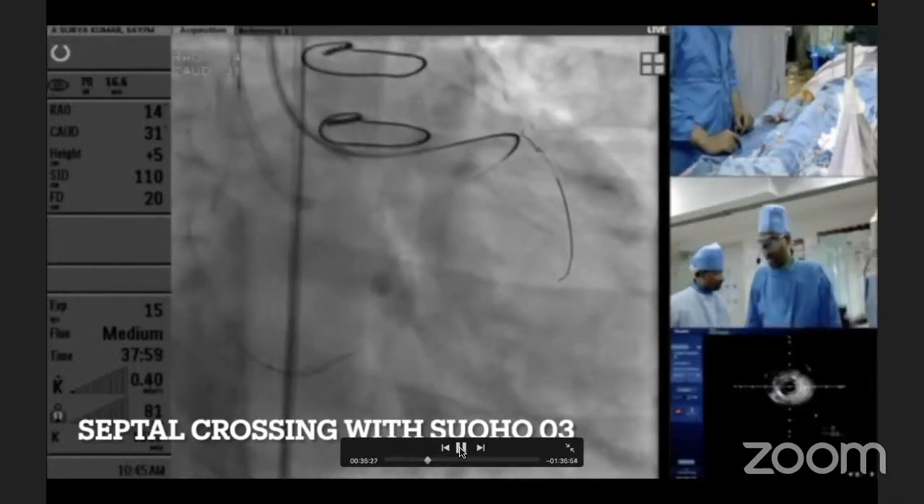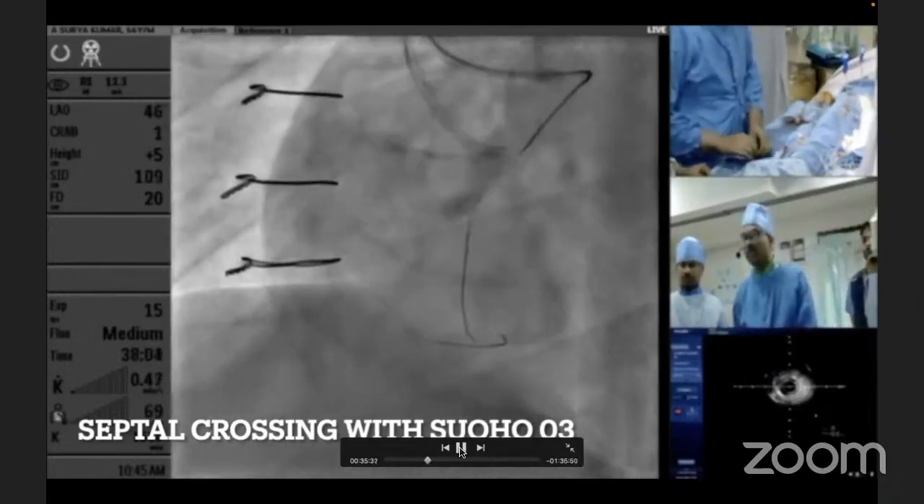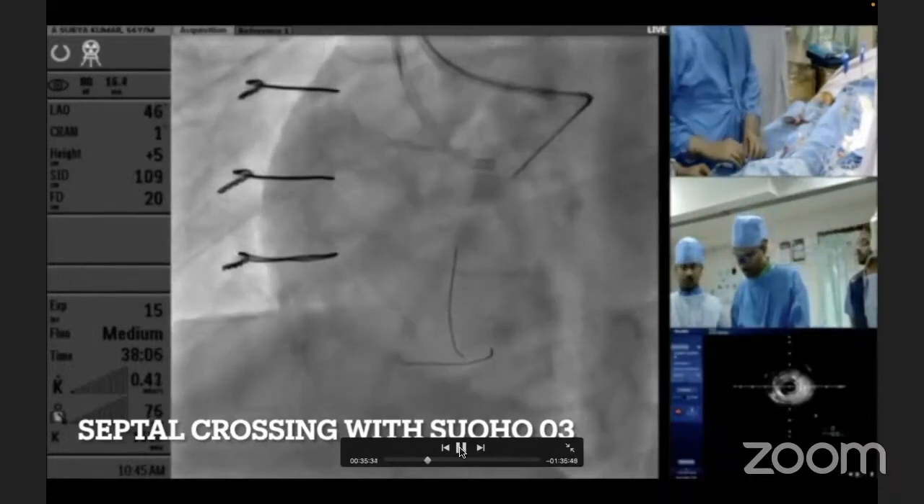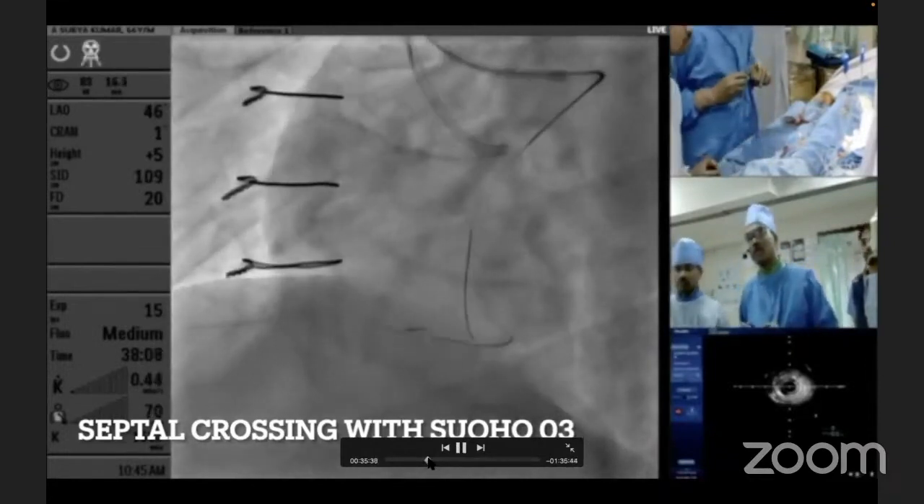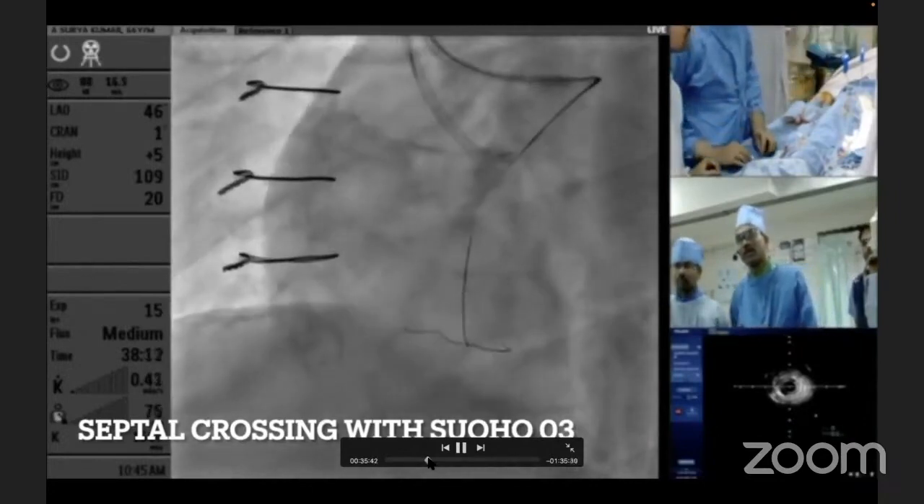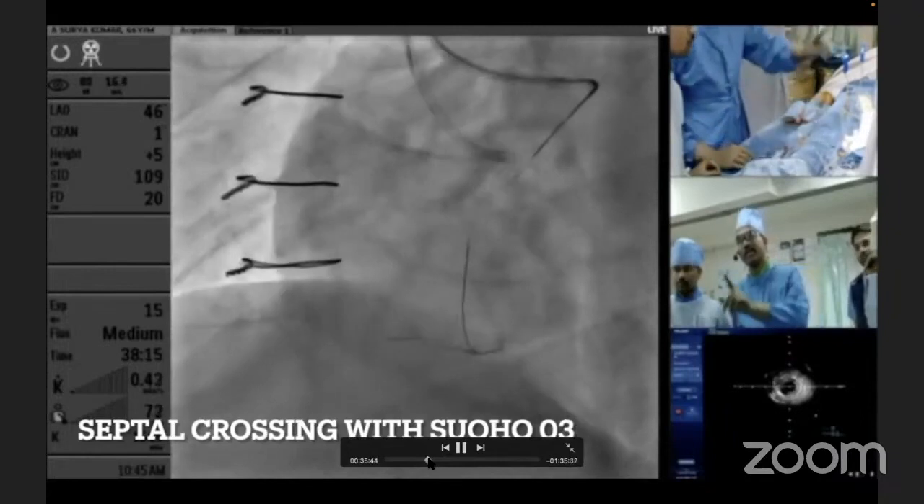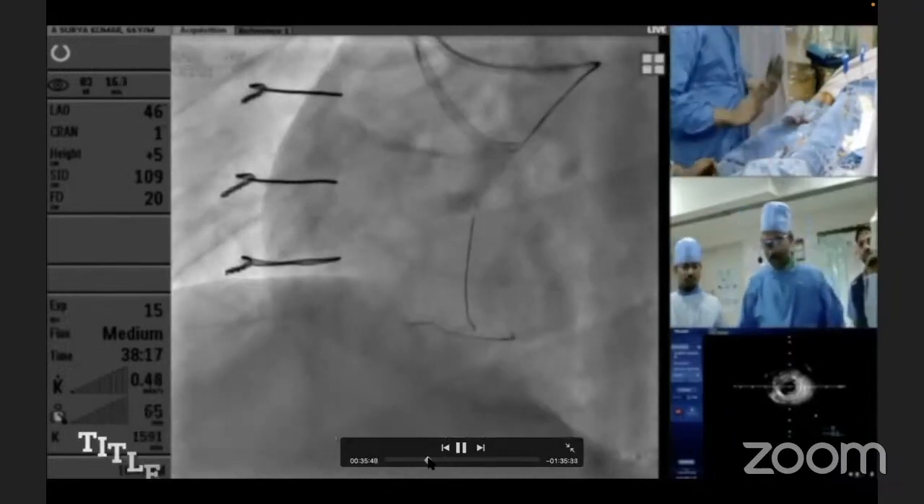This didn't take much time. It's only crossing the LAD CTO that took some time. So we crossed. Okay. And beyond the crux, there is the CTO. Yes, and you can also see the wire buckling there at the crux.